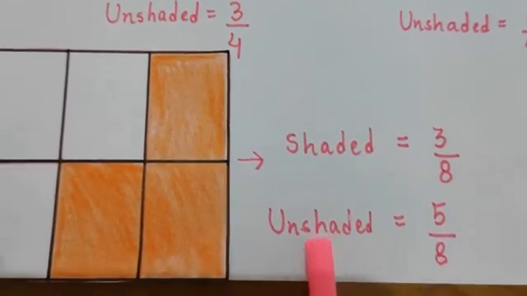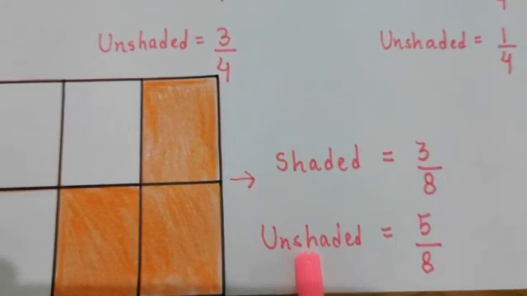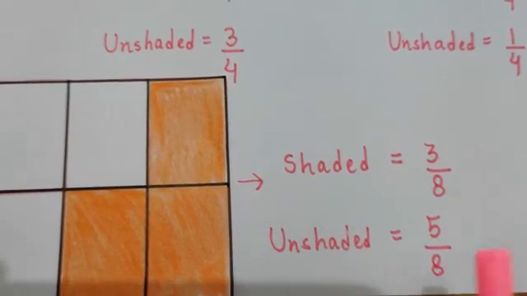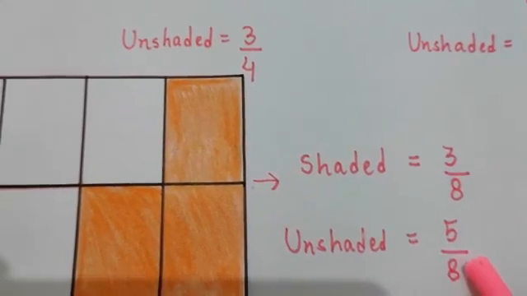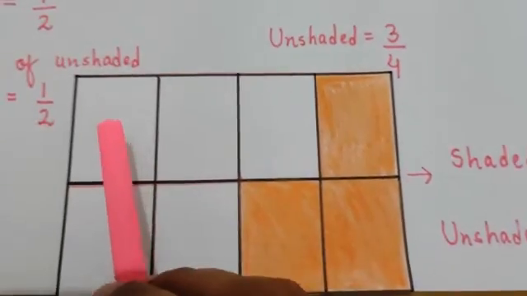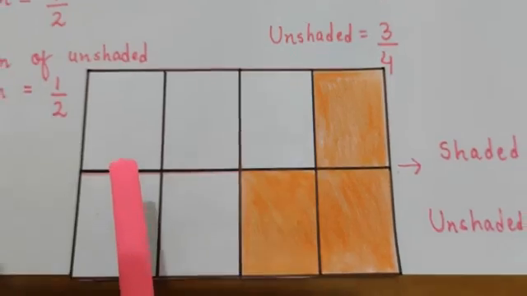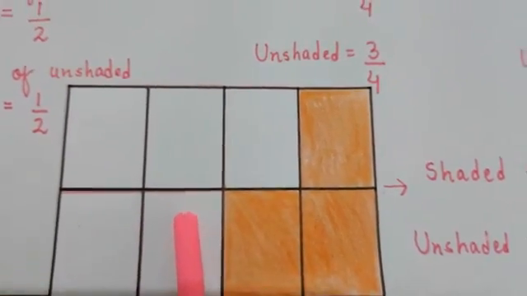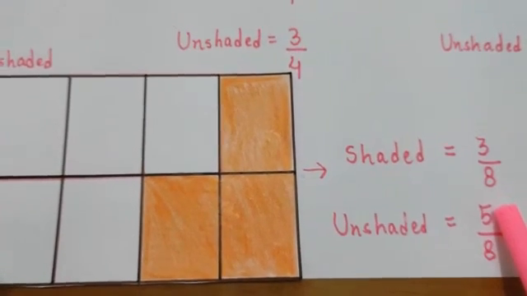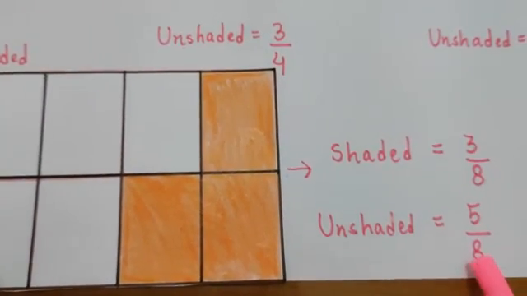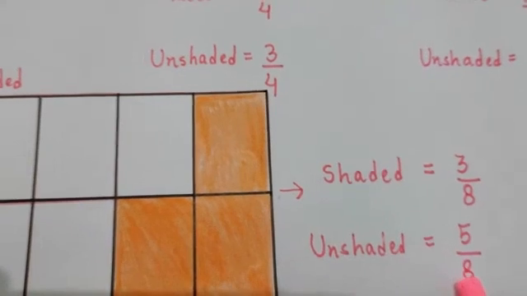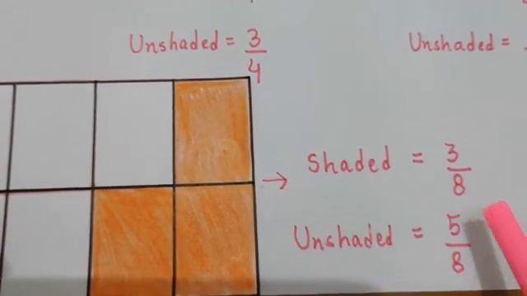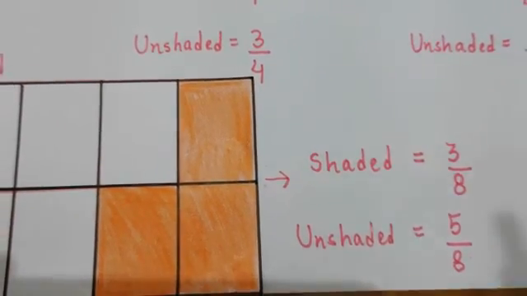Okay. The next, the fraction of the unshaded portion. Similarly, the fraction of the unshaded portion would be 5/8. How is it 5/8? Count the number of unshaded portions. 1, 2, 3, 4, 5. So 5 portions are unshaded out of the 8 portions. So the fraction would be 5/8.